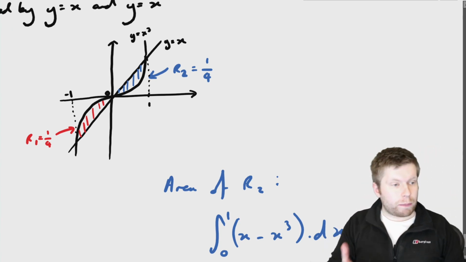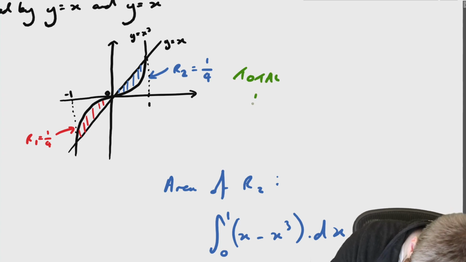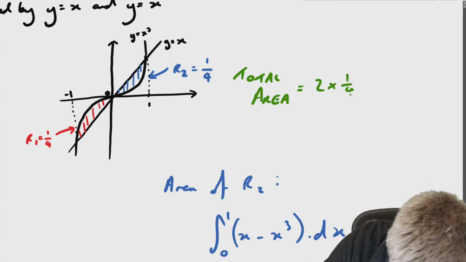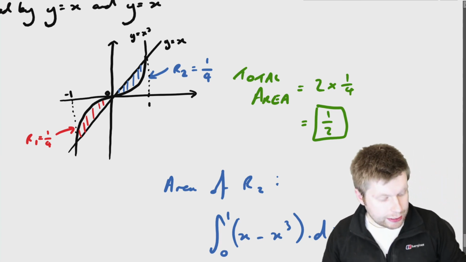So if they're both equal to 1/4, it means the total area should be equal to 1/4 plus 1/4, or 2 times 1/4 if you prefer, which is equal to 1/2. So the total area in that case is equal to 1/2.